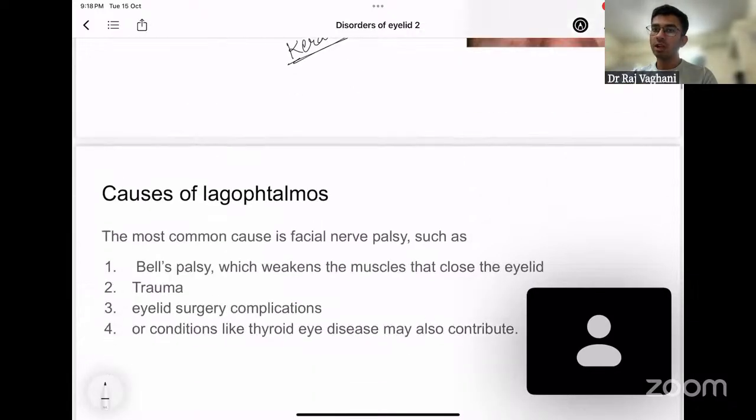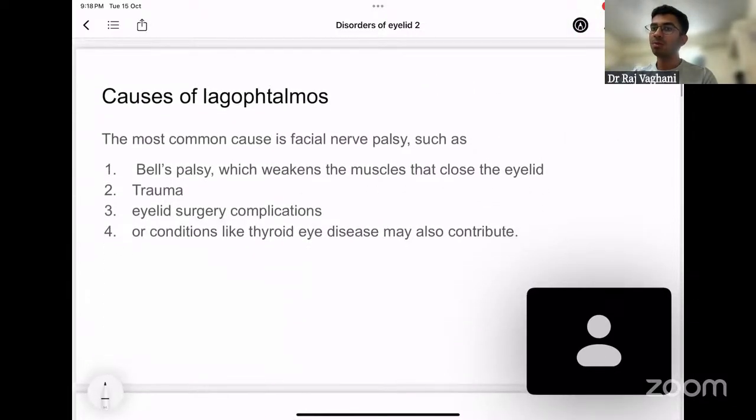So what causes lagophthalmos? We'll see the causes. The most important cause is facial nerve palsy. The facial nerve is the seventh cranial nerve. So the seventh cranial nerve palsy means Bell's palsy.